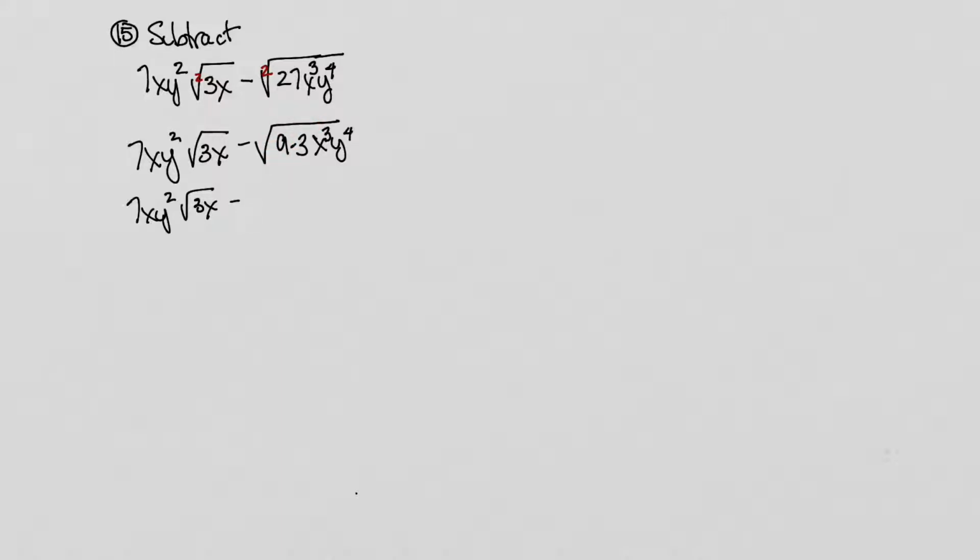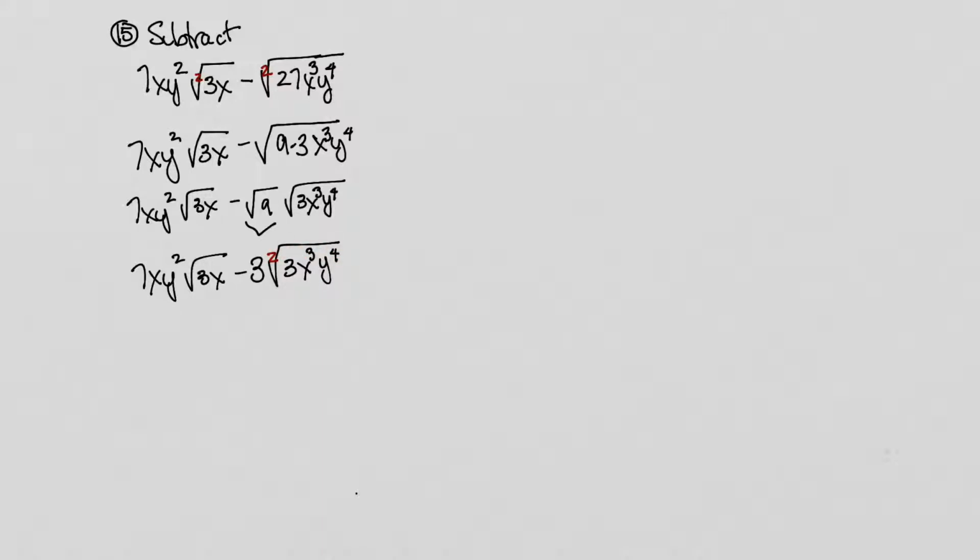Let's go ahead and do it. It'll be the square root of 9, and then the square root of 3x cubed, y to the 4th. And this one we know, so we'll get 7xy squared, square root of 3x, minus 3 square roots of 3x cubed y to the 4th. Now let's deal with these exponents. The way we do this, we know, is we're going to take this index right here, that 2, and divide it into the exponents.